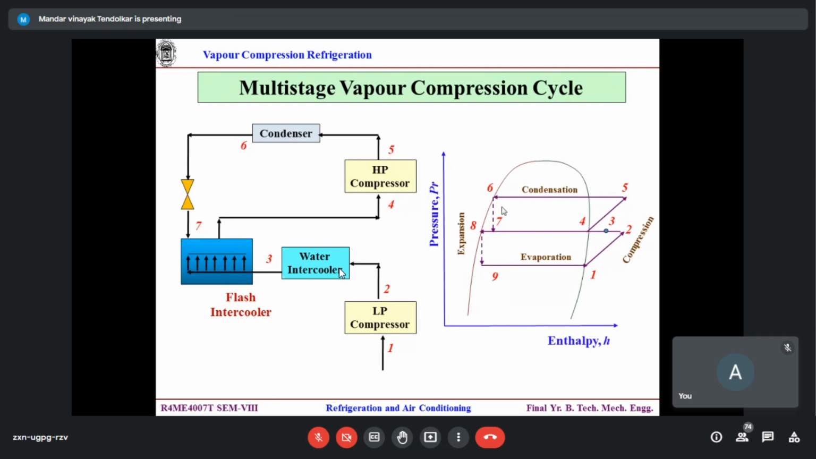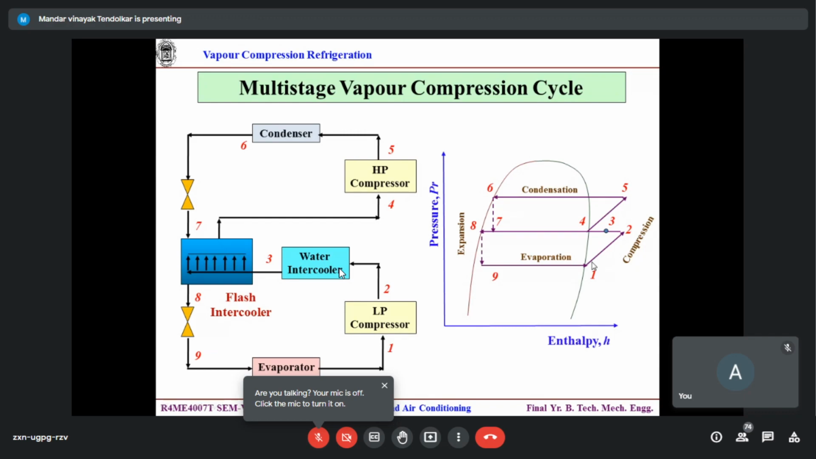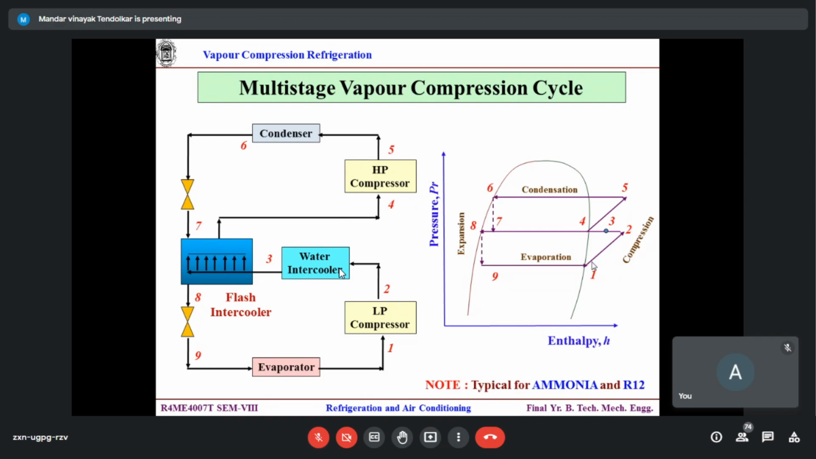Okay. Then this is my 6 to 7. Then this 7 to 8 happens in between. How it happens, I'll tell you later. So my condition at exit is 8. Then 8 to 9 is the second expansion, and 9 to 1 is my evaporator. This completes the cycle. Any difficulty in the cycle? No, sir.